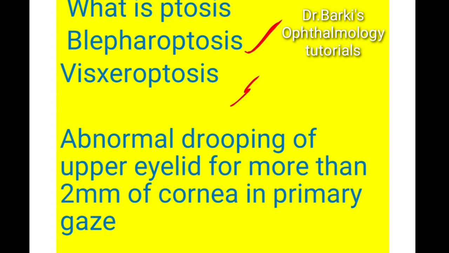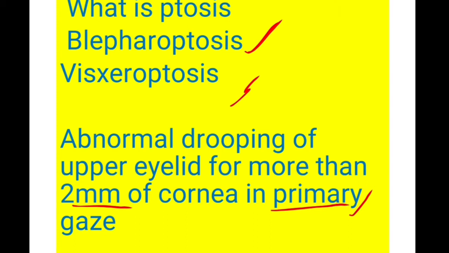By definition, it is abnormal drooping of the upper eyelid for more than 2 mm of the cornea in primary gaze. All these words are important. That is, more than 2 mm of cornea, because normally the upper eyelid covers 2 mm of the cornea. If it is more than that, it is called ptosis, and it should be in the primary position, because in down gaze and up gaze it may vary. This is the definition of ptosis.